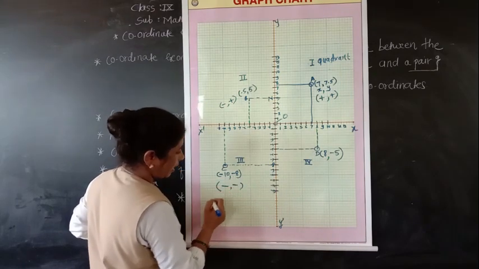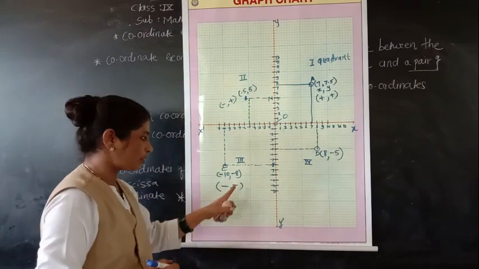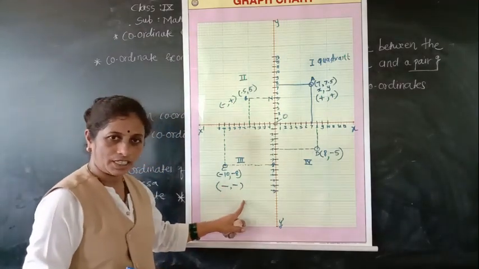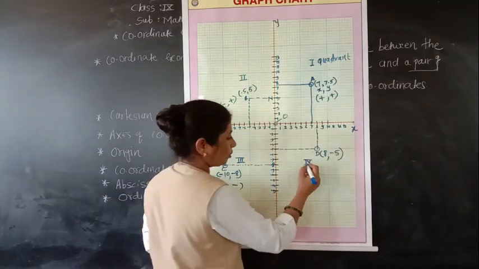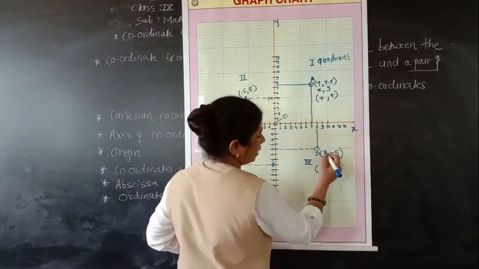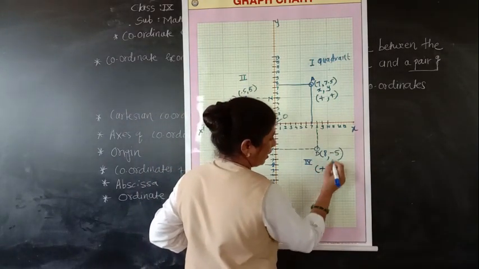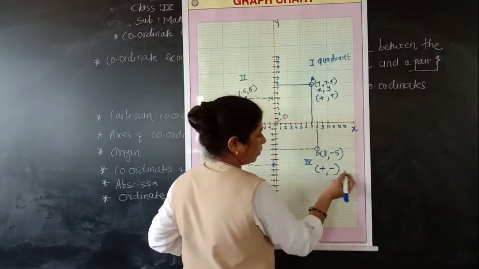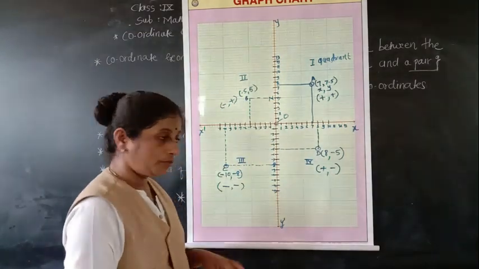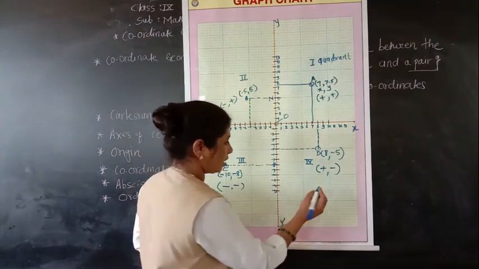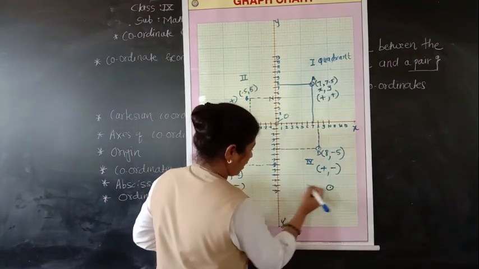So which type of numbers lie in the third quadrant? Negative, negative. Understood? And in the fourth quadrant, which type of numbers lie? Here 8 is positive and 5 is negative, so plus and minus. So if any point is given, suppose this point is here, right?